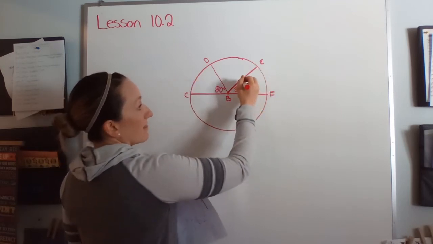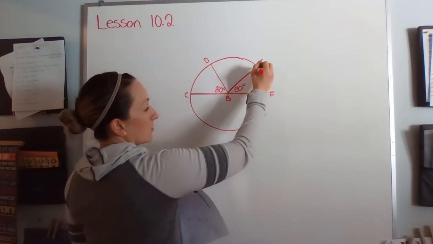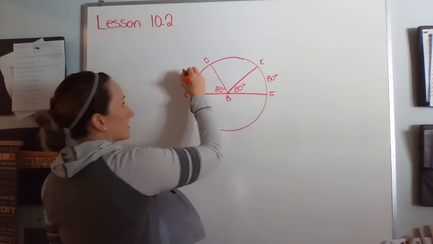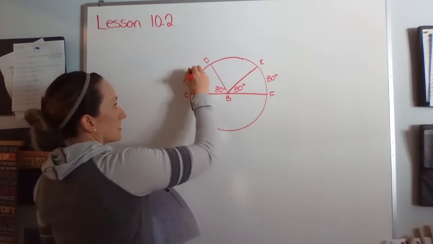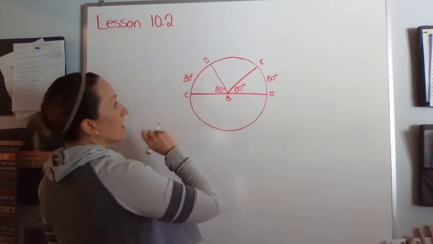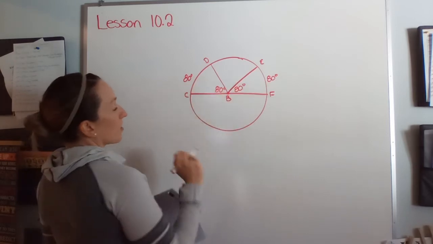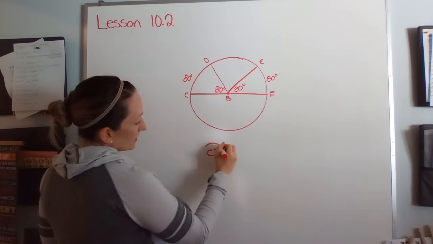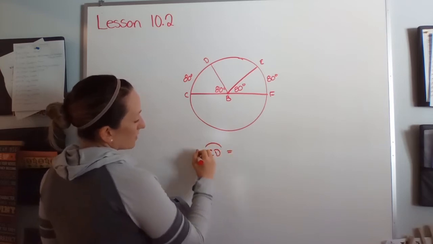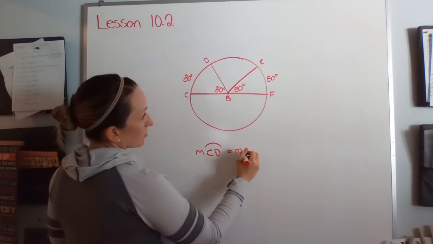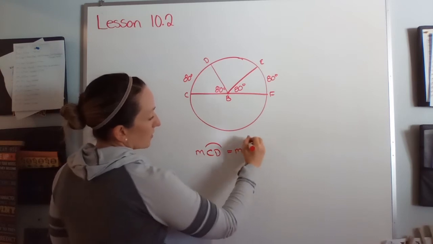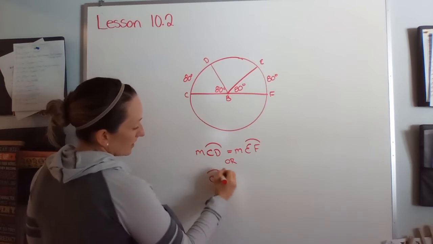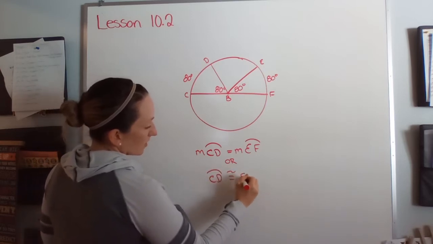Because remember, this central angle is going to equal the measure of the arc that it intersects. So this arc is 80. This arc is 80. Okay, so I know the central angles are equal. Now I know that the arcs are also equal. So I can say that the measure of arc CD is equal to the measure of arc EF. Or, to change up the notation, I could say that arc CD is congruent to arc EF.